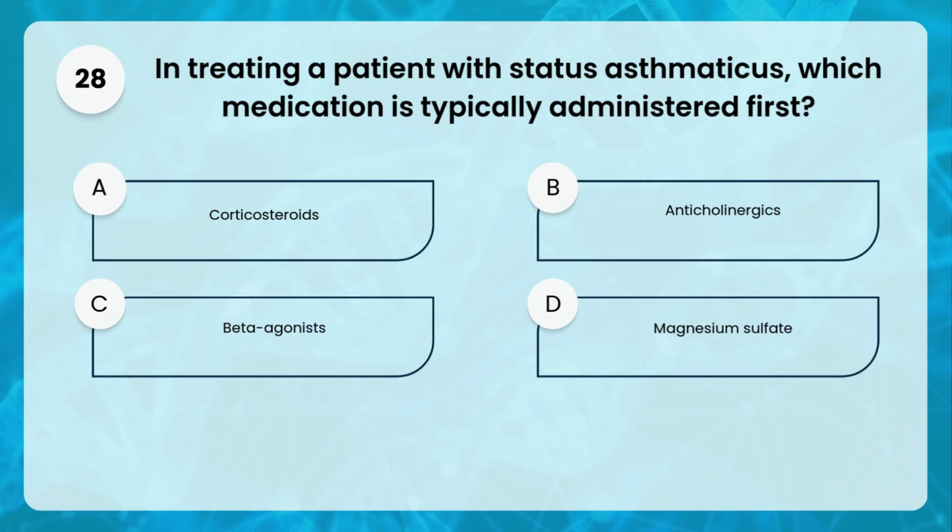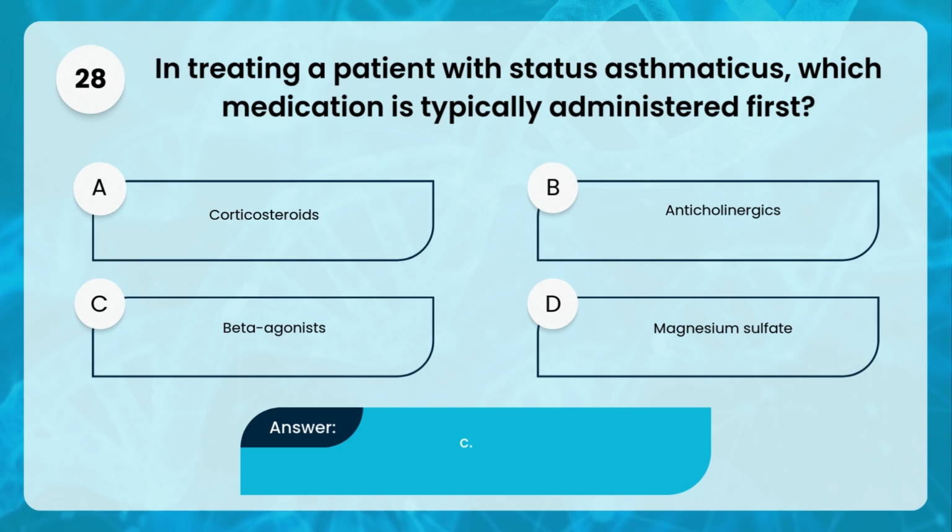28. In treating a patient with status asthmaticus, which medication is typically administered first? A. Corticosteroids, B. Anticholinergics, C. Beta agonists, or D. Magnesium sulfate. The answer is C. Beta agonists.